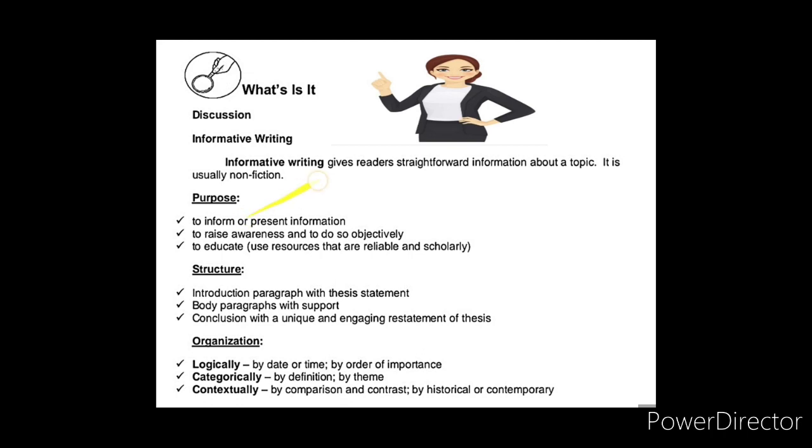So they are to inform or present information, to raise awareness, and to do so objectively, and of course to educate. So when you are writing informative text, you need to know the 3 parts of it, or what we call the structure. So first paragraph is what we call introduction with thesis statement.